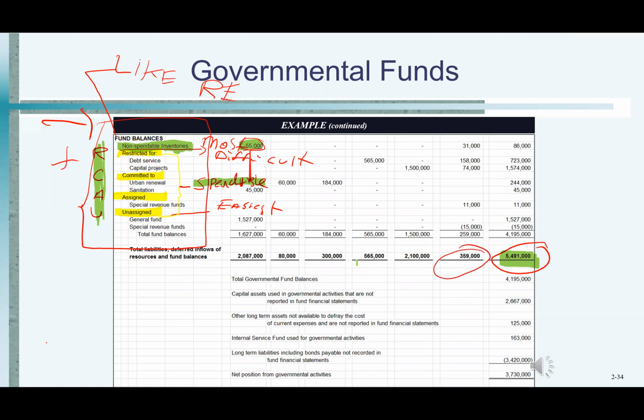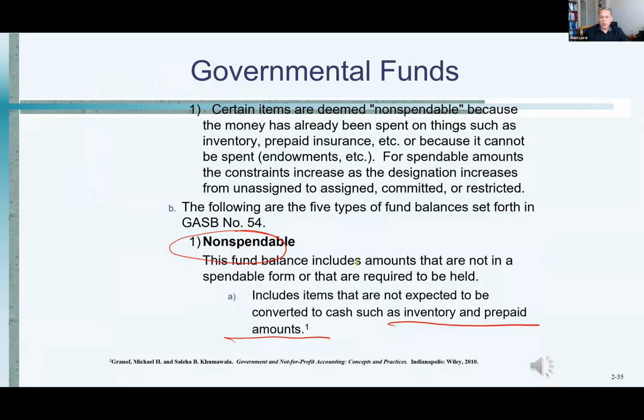I don't like that because that doesn't list them in order of how easy they are to spend versus how hard they are to spend. So my mnemonic is so dumb, it's easy to remember. That's my talent for mnemonics. I make them so stupid that you can remember them. Okay, so we have non-spendable, RECAL, restricted, committed, assigned, unassigned. That's number one. We know that what? Non-spendable is things like inventory and prepaids, right? Because you can't spend them like cash, right?